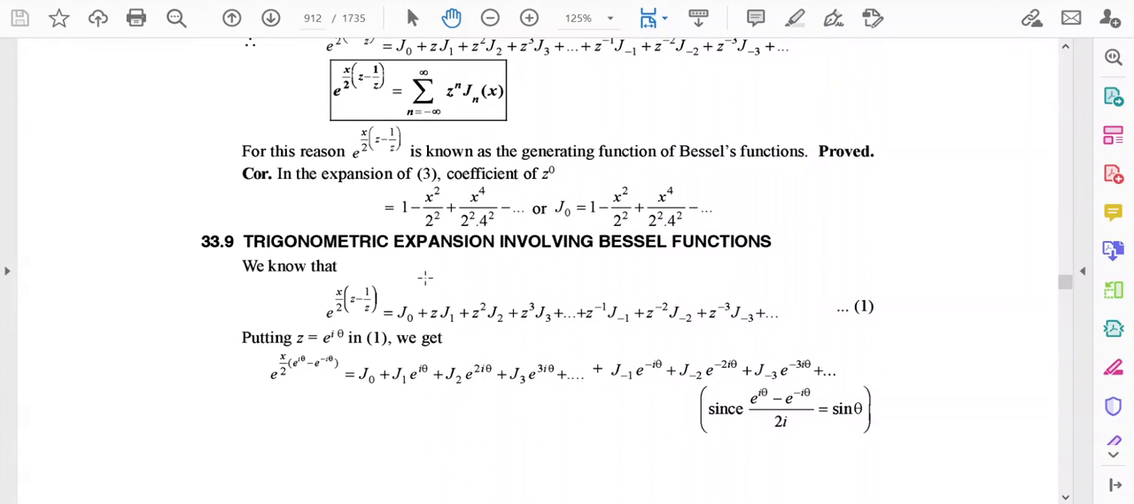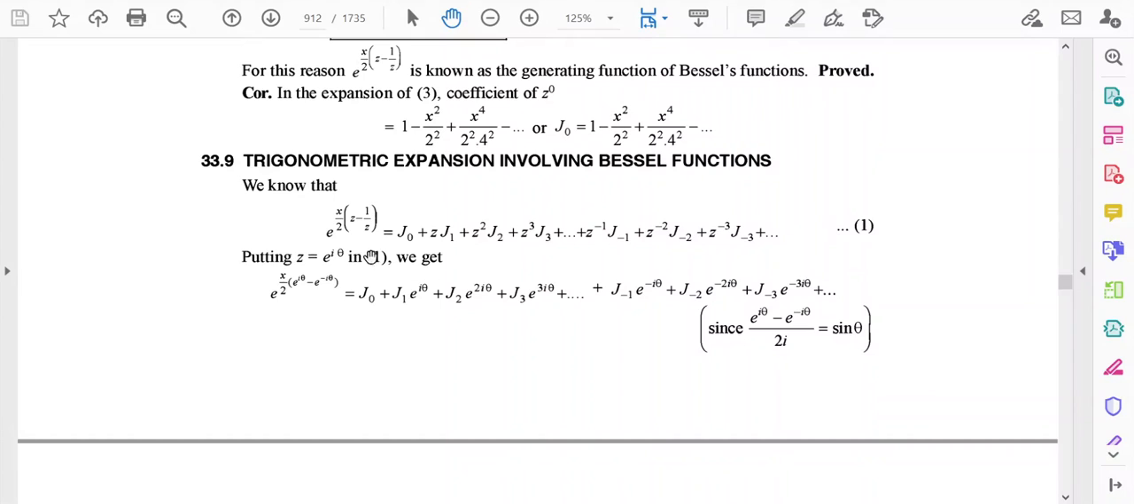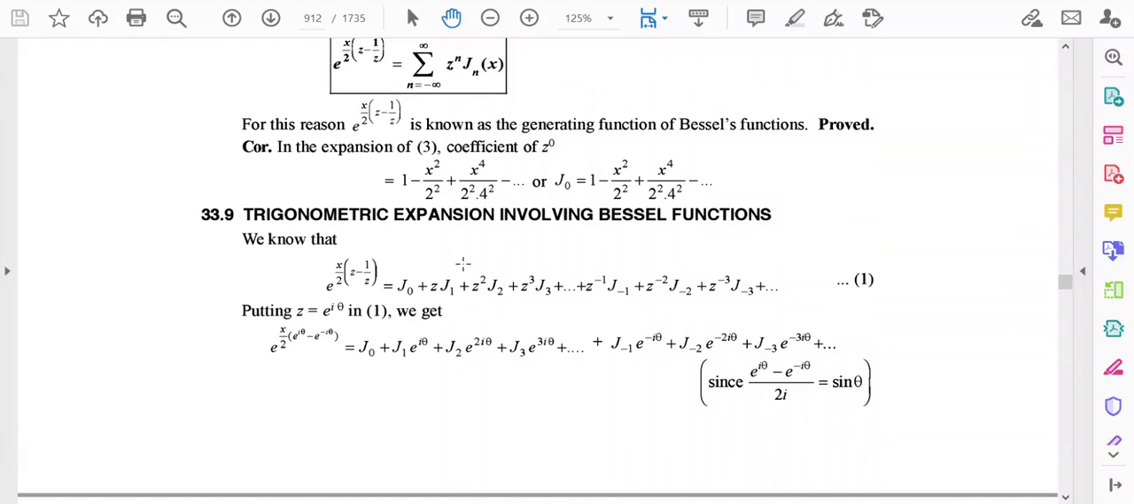Now we will discuss the trigonometric expansion involving Bessel functions. This series can be expanded in powers of z. We have already established that this series can be written as j0 plus z into j1 plus z square j2 plus z cube j3, in this way, z to the power minus 1 j minus 1, z to the power minus 2 j minus 2. In this way, this is equation number 1.